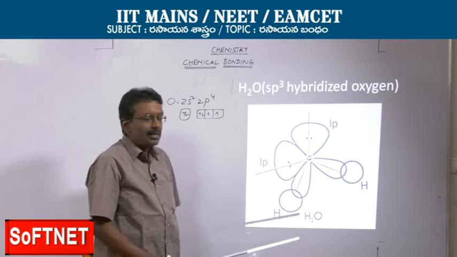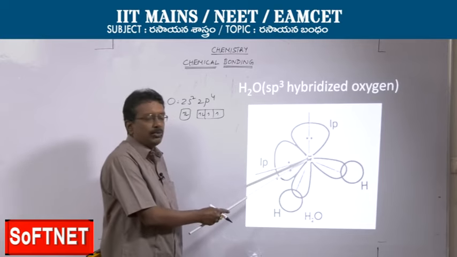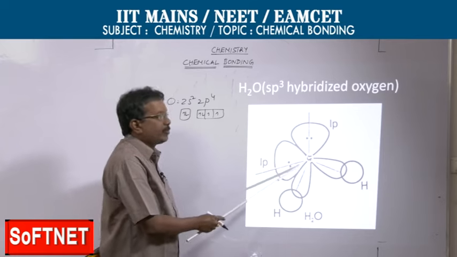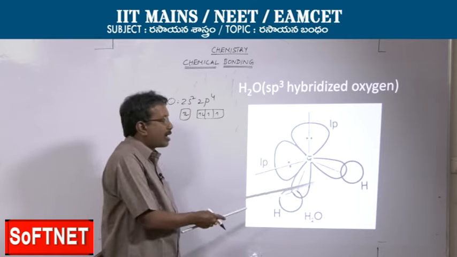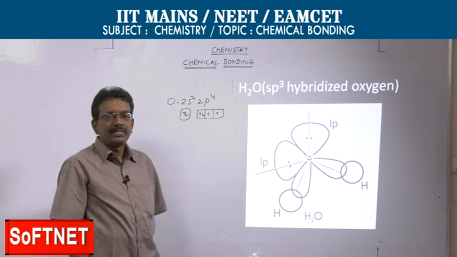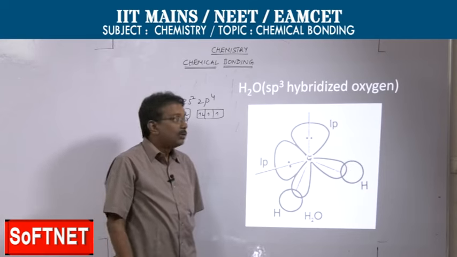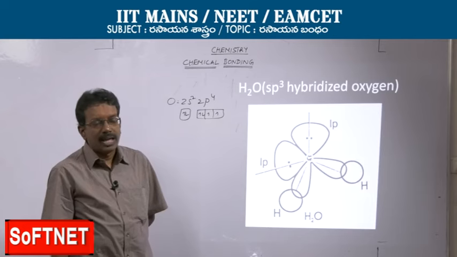bond pairs are there. Because, as I just concluded, a lone pair occupies more space around the nucleus of the central atom, this lone pair also occupies more space, so these 2 bond pairs come closer, and therefore the bond angle further decreases. That's why in the case of H2O, the bond angle becomes 104 degrees. So the presence of lone pairs definitely causes some distortion in the bond angles.